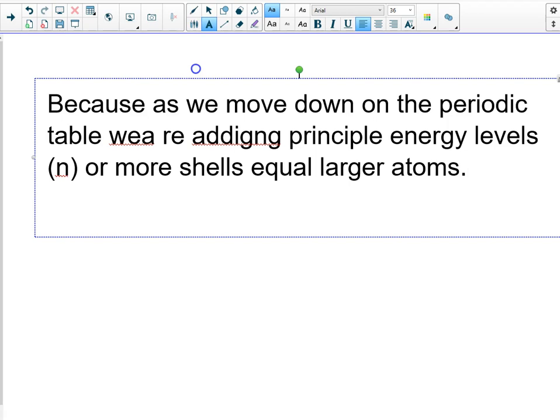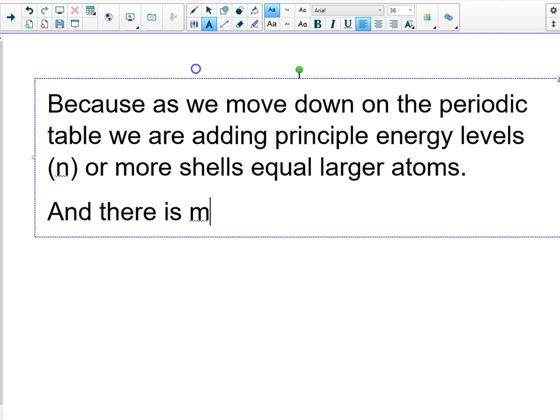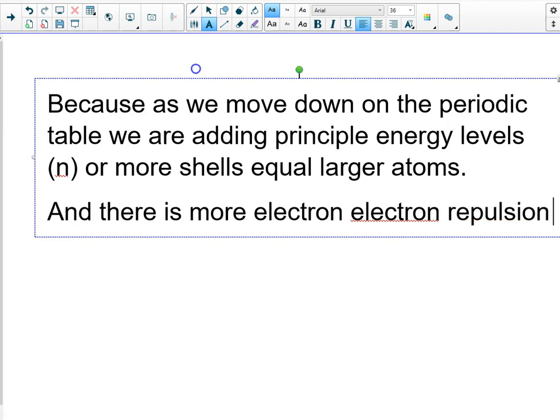Because as we move down on the periodic table, we are adding principal energy levels, which is N. Remember that number? I'll come back there. Principal energy levels, N, or more shells equals larger atoms. Then, remember the very start? I said, hey, there's pretty much two answers to every question. Zeff or, remember the other one? No, so close though. There's more electron-electron repulsion.